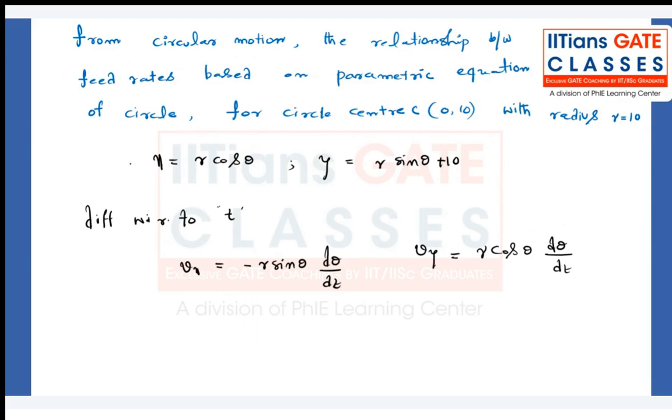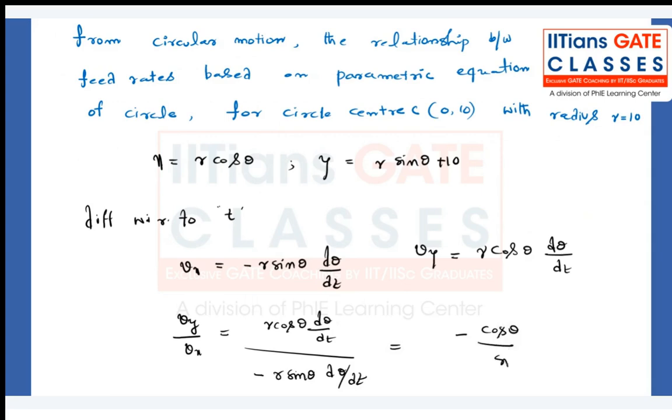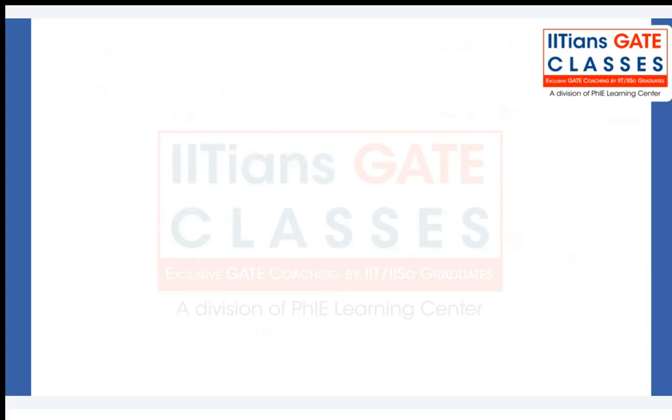Right. Now let us take Vy by Vx. Vy by Vx is r cos theta d theta by dt divided by minus r sin theta d theta by dt, such that r and d theta by dt will get cancelled. So here I'm going to get minus cos theta divided by sin theta, such that I'm going to get minus cot theta, guys, right? Minus cot theta. Now let us move to the next step.